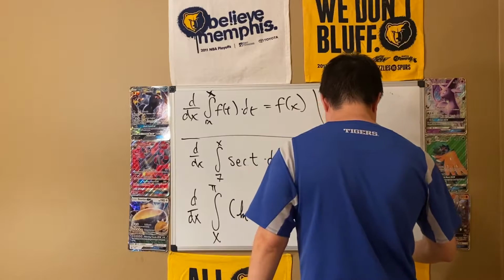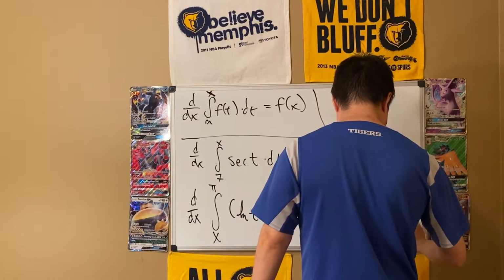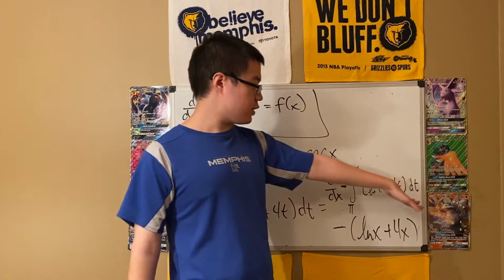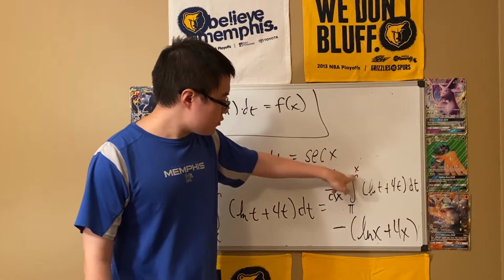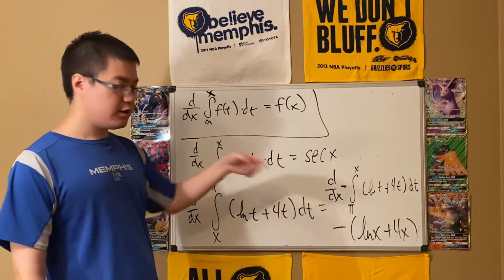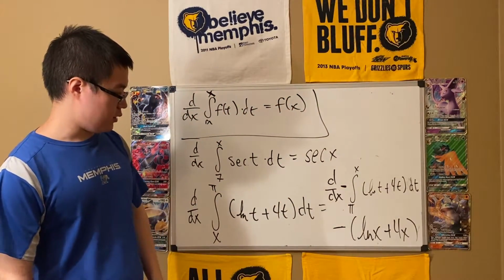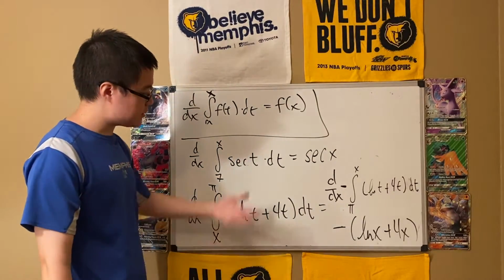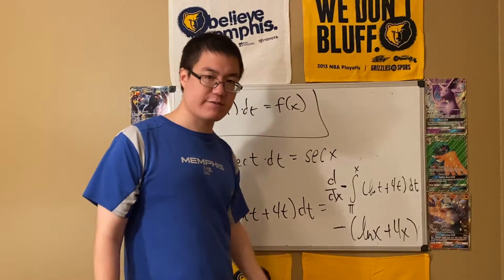So it's going to be negative ln of x plus 4x. And that's it. Again, the derivative gets rid of the integral, gets rid of the dt. Plugging x into your t, and this negative is from the flip that we performed at the beginning of the question. So just one more step, flipping that integral. And that's basically it. So these are the easiest questions, of course.